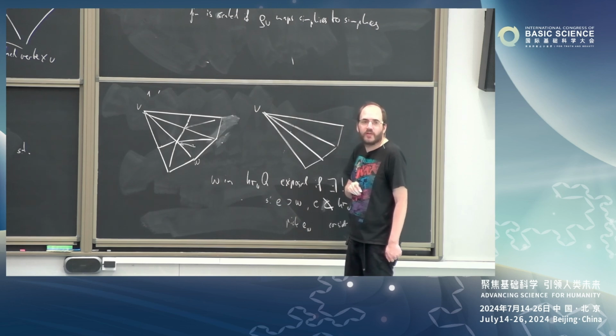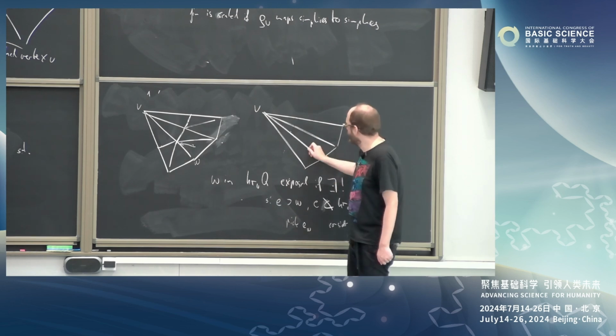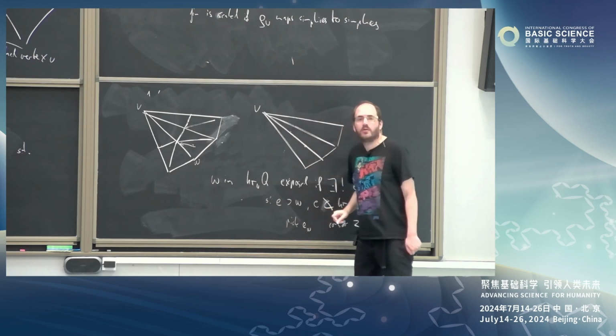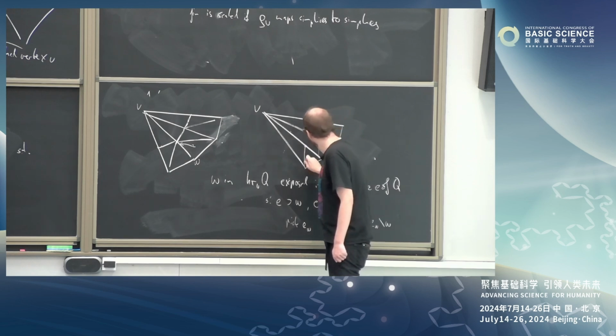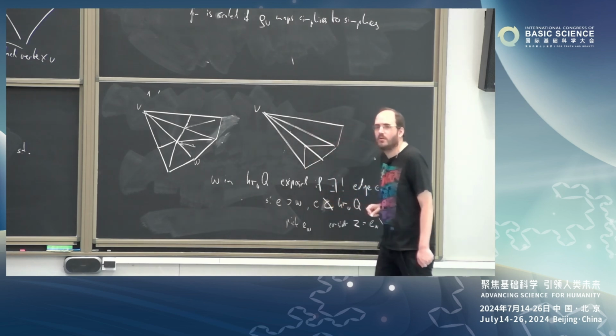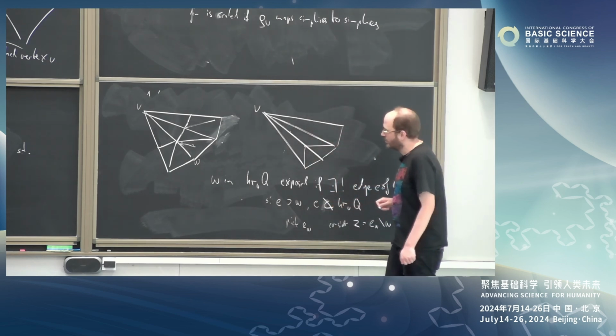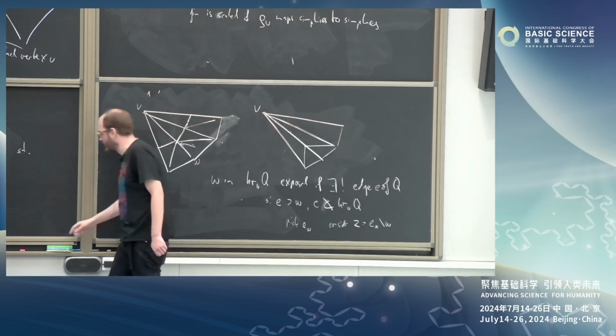So this is a point. I can also find this point here. And now what do I do? I apply a stellar subdivision at this point. Okay. Now the next.